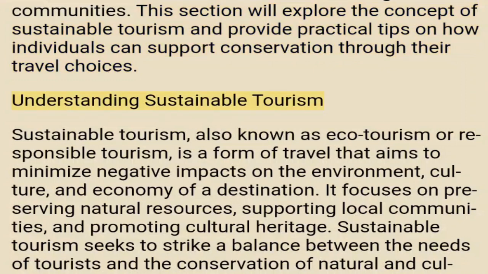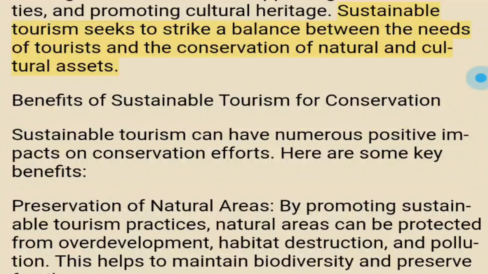Understanding sustainable tourism. Sustainable tourism, also known as ecotourism or responsible tourism, is a form of travel that aims to minimize negative impacts on the environment, culture, and economy of a destination. It focuses on preserving natural resources, supporting local communities, and promoting cultural heritage. Sustainable tourism seeks to strike a balance between the needs of tourists and the conservation of natural and cultural assets.